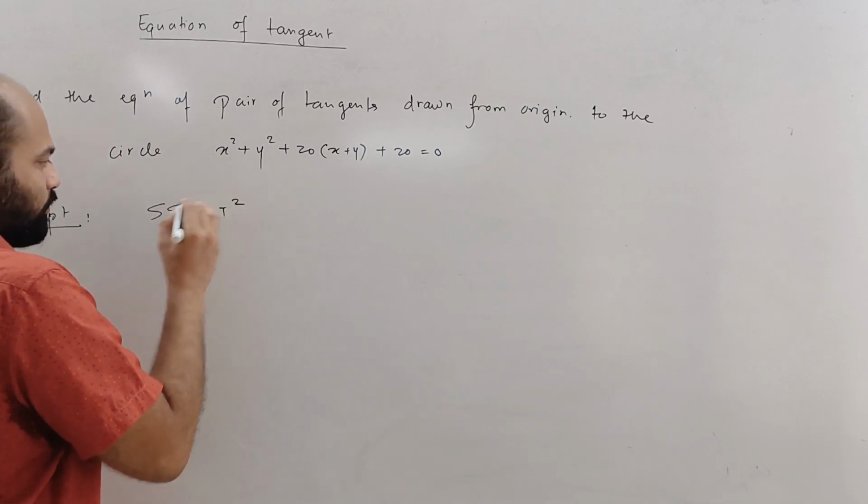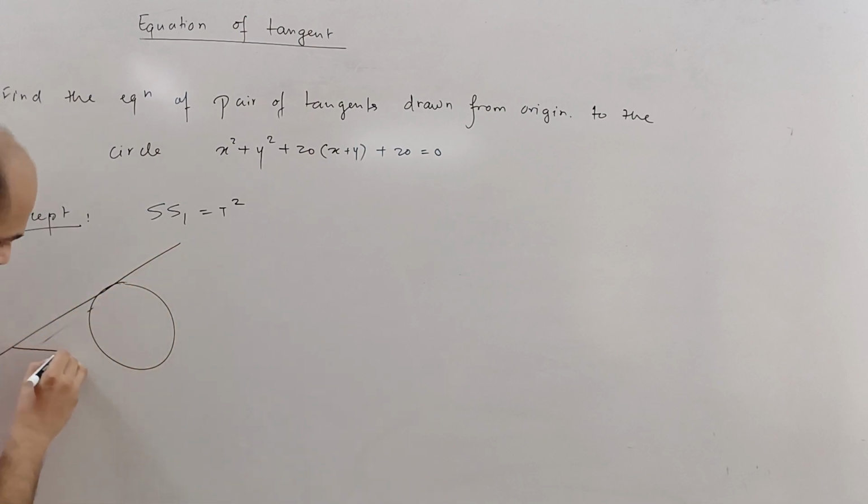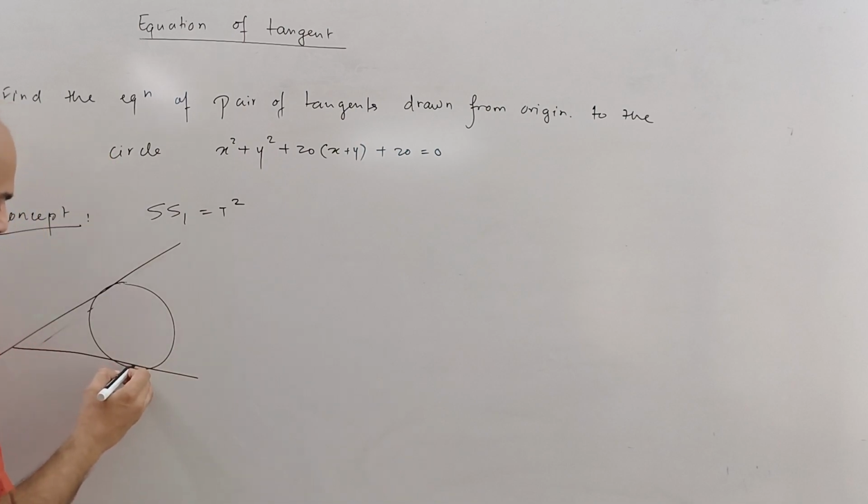S1 equals to t square. This is the format. Now what is S, what is S1, what is t square? So let's say this is a circle, and this is one tangent, and this is another tangent that we're drawing.